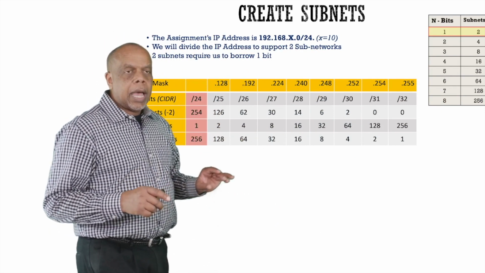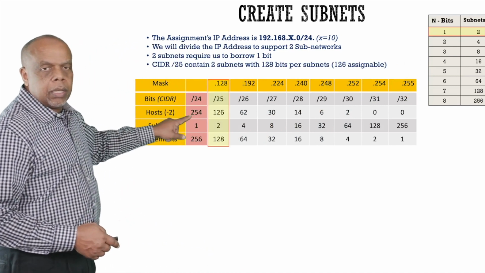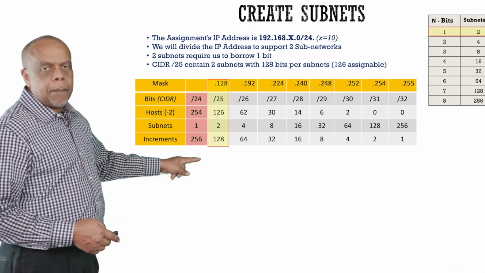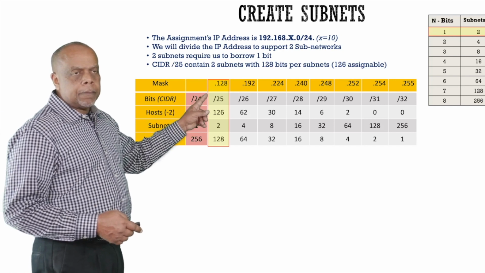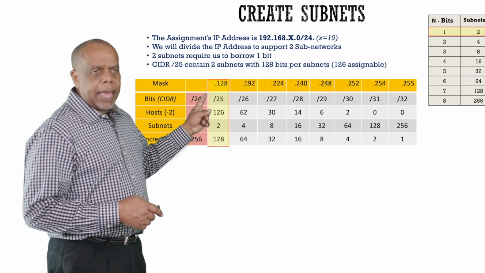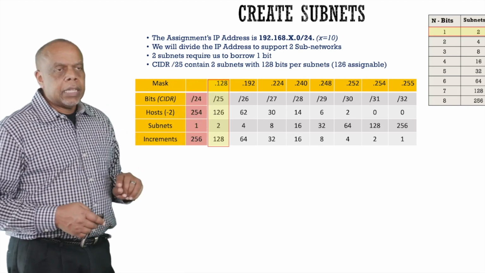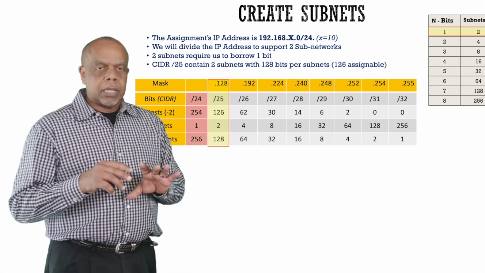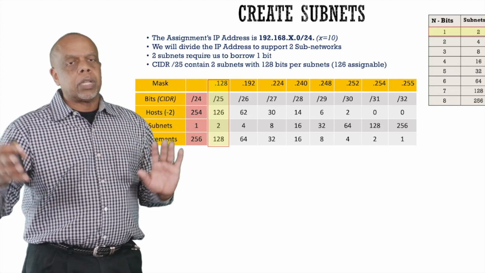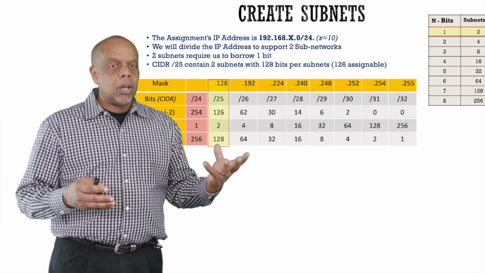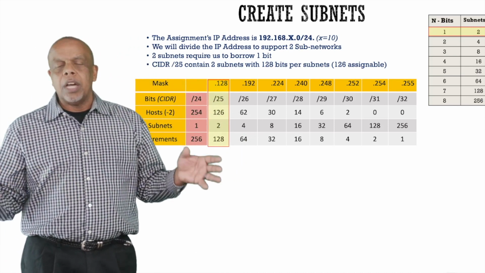In this particular case, how many? We want 2 subnets. So now I am going to take this next bit and make it a 1. So the CIDR becomes /25. And as you see now, my subnet mask is 255.255.255.128. So that's what I've done to make 2 subnets. To divide that in half, I take the first bit, make it a 1, and the rest of them can be hosts. But I can only have 128 hosts in each subnet, okay? So a CIDR of /25 contains 2 subnets with 128 each.